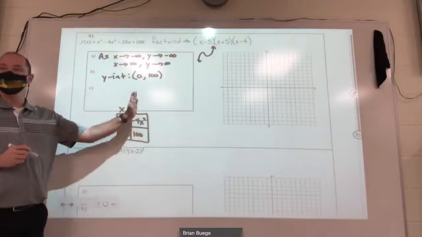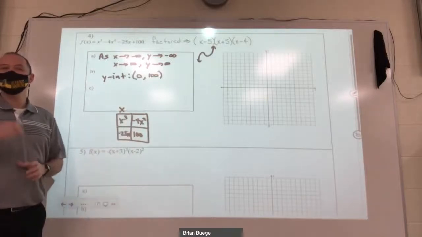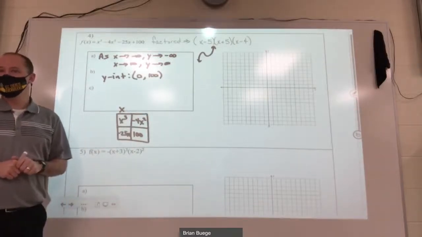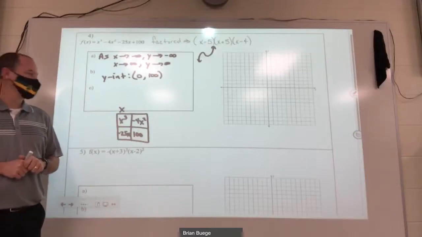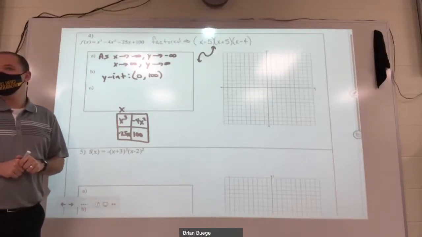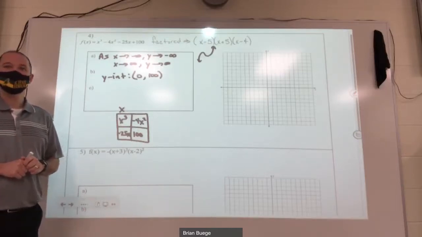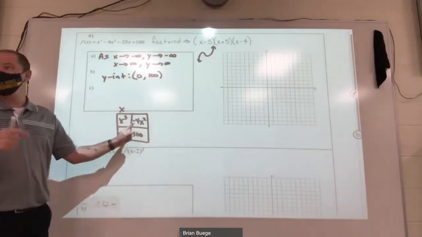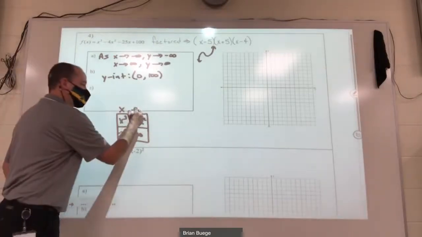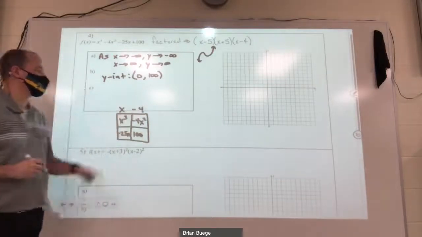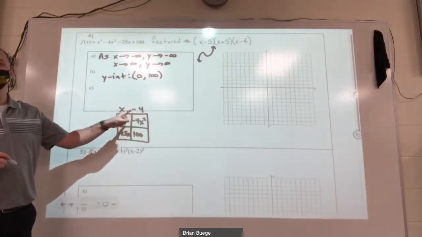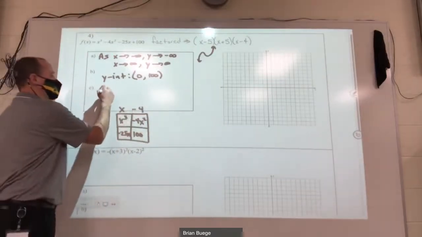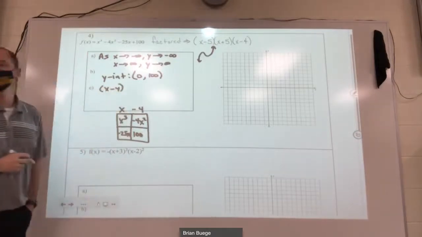How about the second column? What can I pull out, keeping in mind I want the higher degree term positive? What do you think, Gabby? Yeah, 4 goes into both, and I'm going to pull the negative out because I want the x squared to be positive. So I'm going to pull a negative 4 out. There's your first factor right there. Okay? First factor is x minus 4.